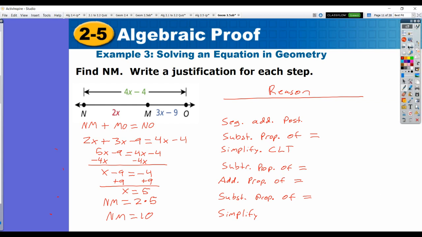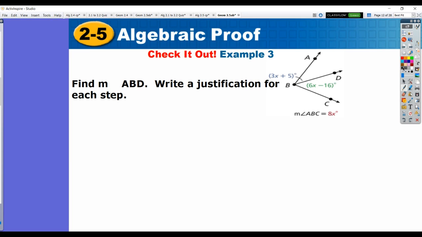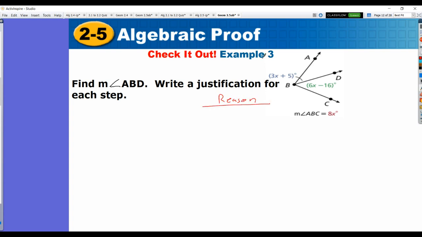All right, so check out what you guys can do with this one here. All right, I need to put the little angle symbol here. All right, perfect. Okay, you're going to go through and set this thing up. You're trying to find what angle ABD is. Okay, you're going to put your reasons down here as to why it is that you do each step. Okay, explain why.